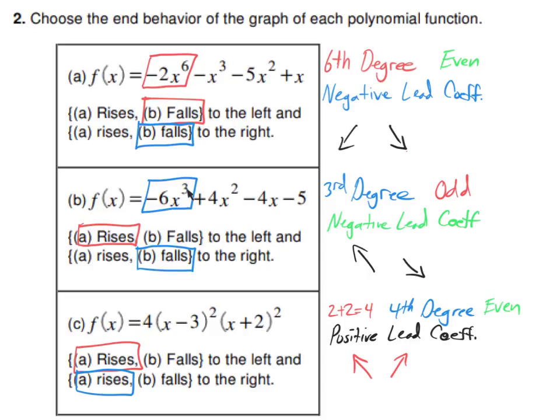This is a 3rd degree negative lead coefficient. 3 is an odd number. So with the negative lead coefficient, right there, you're always going to drop as you go to the right. And since it's odd, you go the opposite direction as you go to the left.